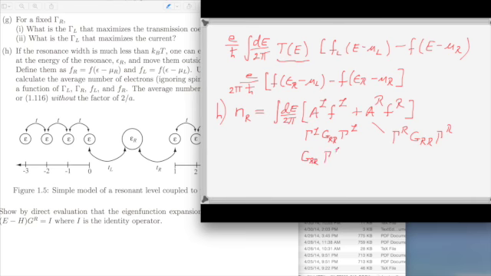gamma left, G, R, R. If these were matrices, we would say dagger, but these are all scalars. So it's just G, R, R magnitude squared times gamma left. That's our left injected spectral function, right? And our right injected spectral function is just G, R, R squared times gamma right, right?